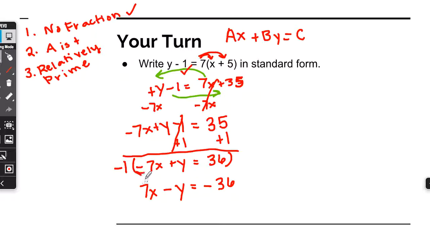Everything flipped signs. That way we can put a check with our a is positive. Also now we have relative prime. So by multiplying by 1, we didn't mess with their factors. So this equation from point slope form is 7x minus y equals -36.